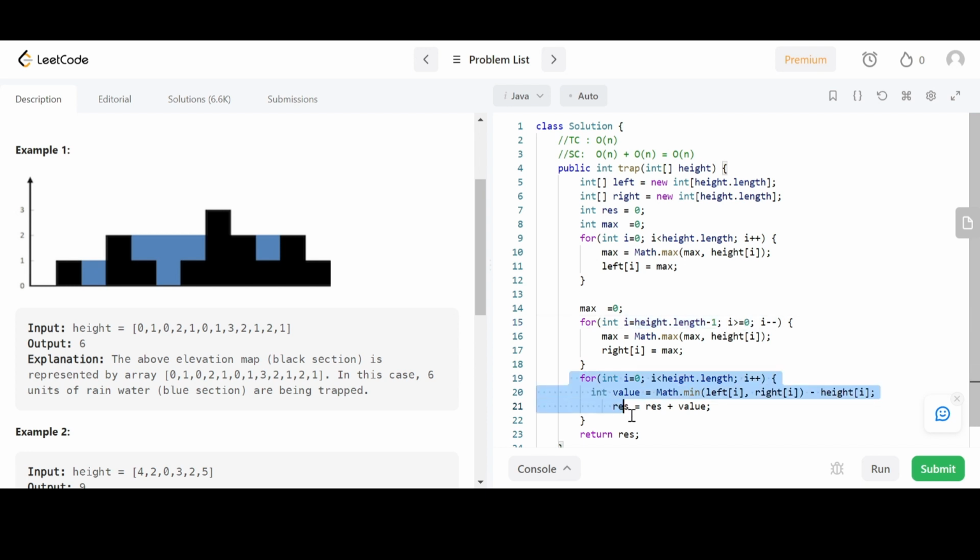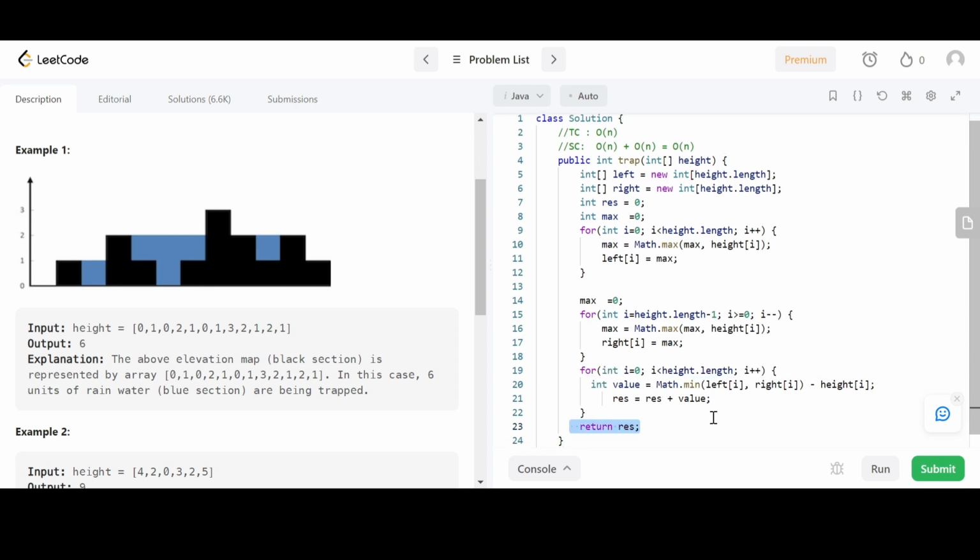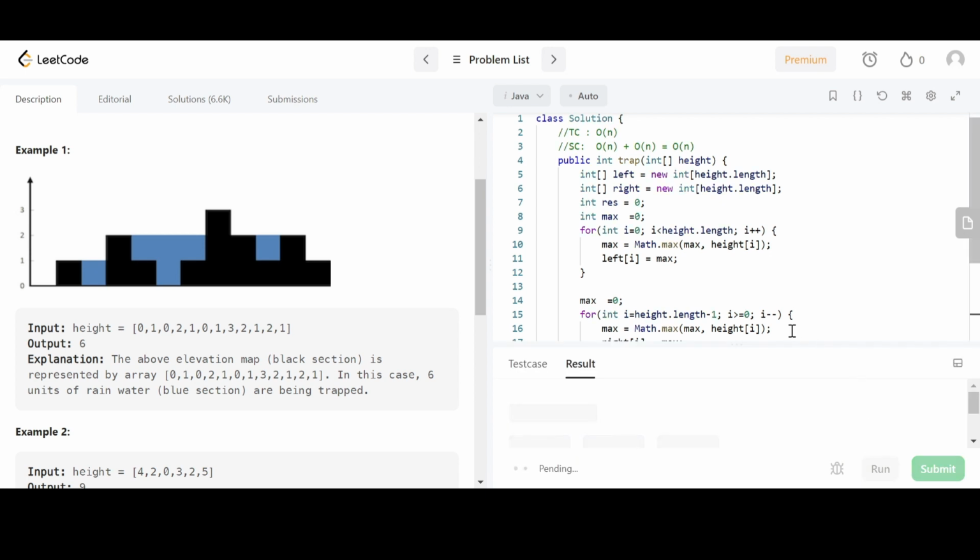And finally in the last for loop I will iterate from i equal to 0 to height.length, and will take the minimum of left and right, and will subtract the height of the current index, and we will add the resultant value in a result variable, and we'll keep on adding till the for loop is completed, and we'll finally return the result. So let's run the solution. So yeah, test cases are accepted, it means solution is working fine.